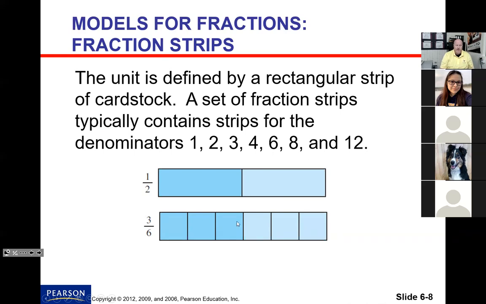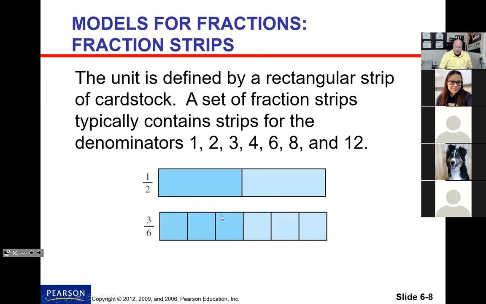The bottom part, we broke it into 6, and we shaded 3. Well, this is really useful because if you look up and down here, the same amount is shaded on the top as on the bottom. Now you can talk about reducing fractions or equivalent fractions. 3/6 is the same as 1/2. You can see it visually that they're the same. Really kind of useful.